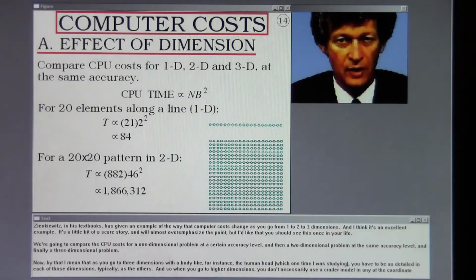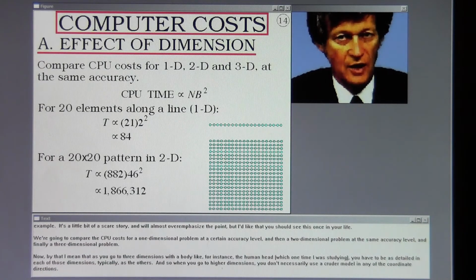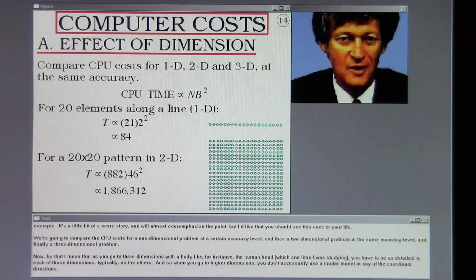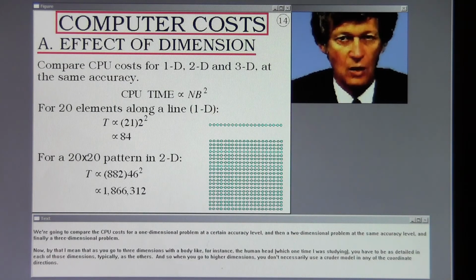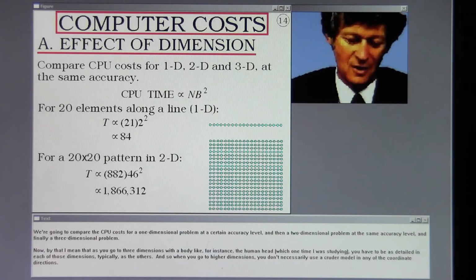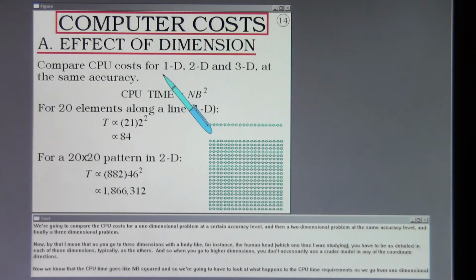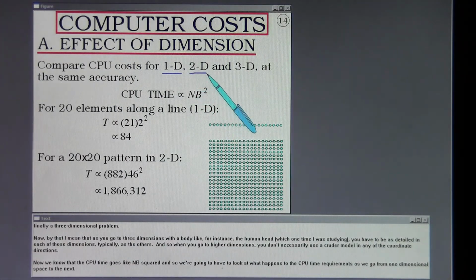Zienkiewicz, in his textbooks, has given an example of the way that computer costs change as you go from 1 to 2 to 3 dimensions. And I think it's an excellent example. It's a little bit of a scare story and will almost overemphasize the point, but I like it. You should see this once in your life. We're going to compare the CPU costs for a one-dimensional problem at a certain accuracy level, and then a two-dimensional problem at the same accuracy level, and finally a three-dimensional problem.